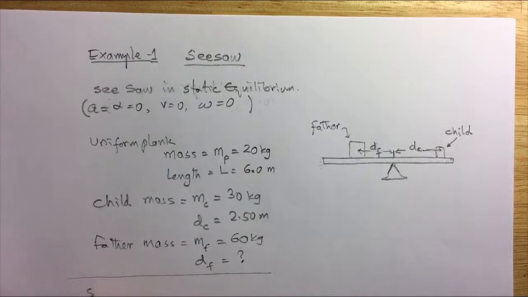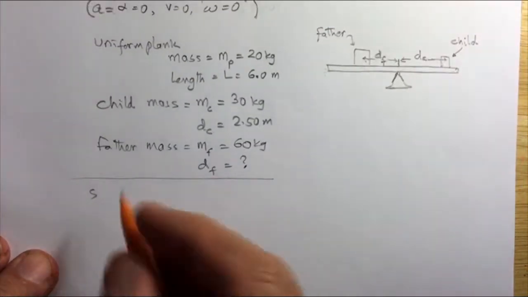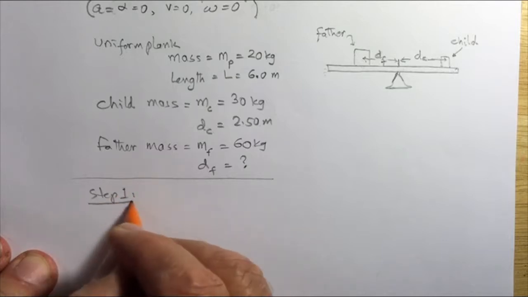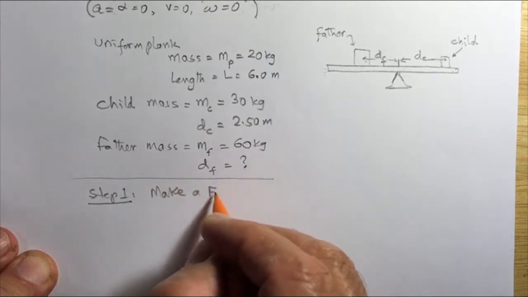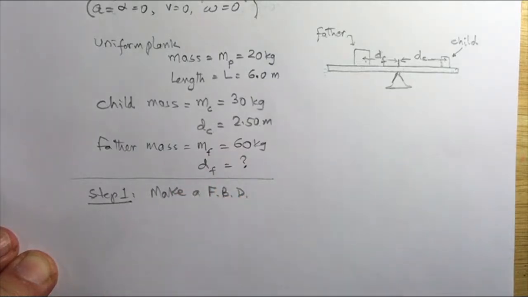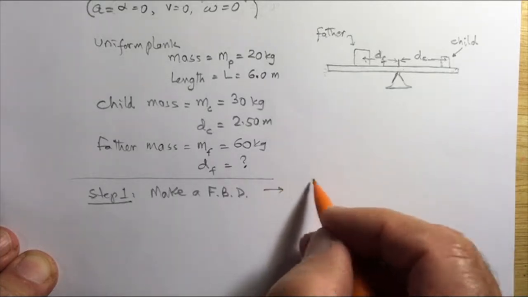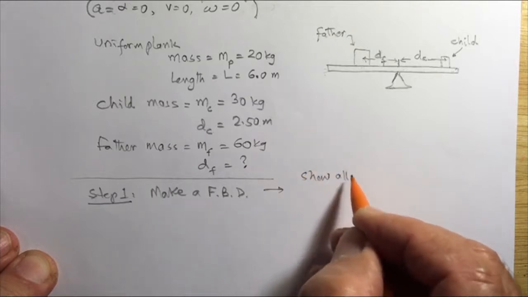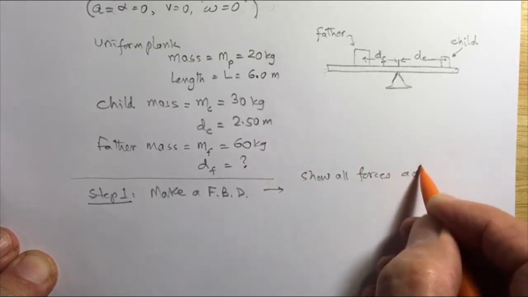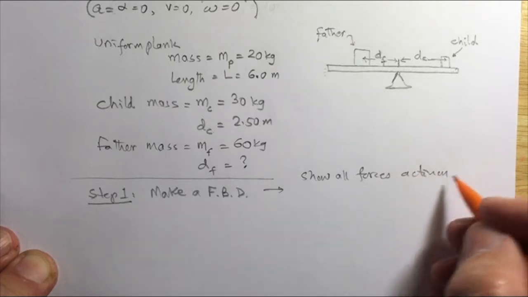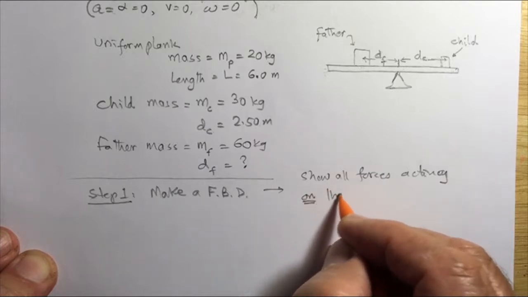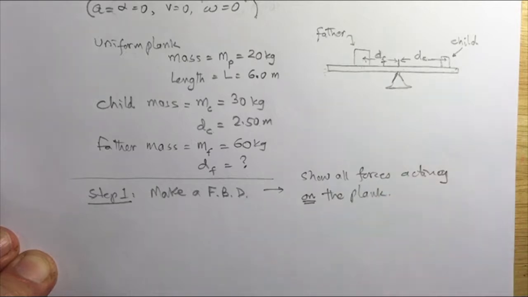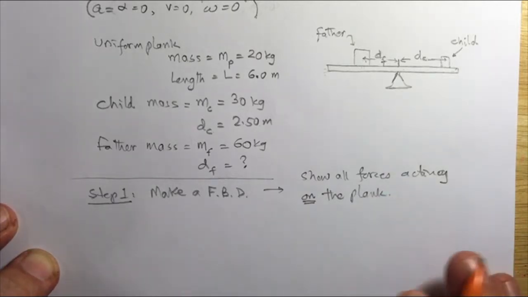So the first step in solving this problem, or all problems of this kind, is to make a free body diagram, which means indicate or show all the forces that are acting on the object. Let me explain that. Show all forces acting on, that's very important, on the plank. There are forces that are acted upon by the plank which are not included.